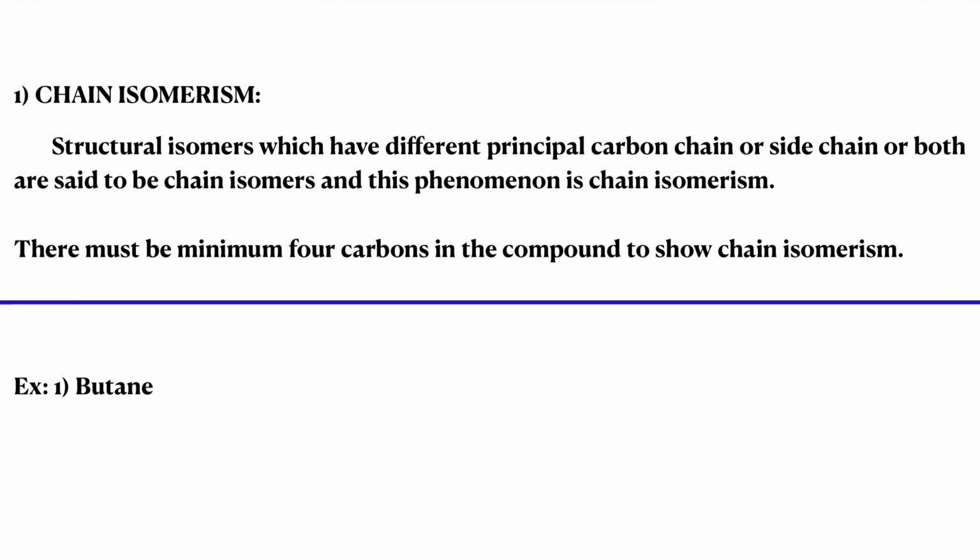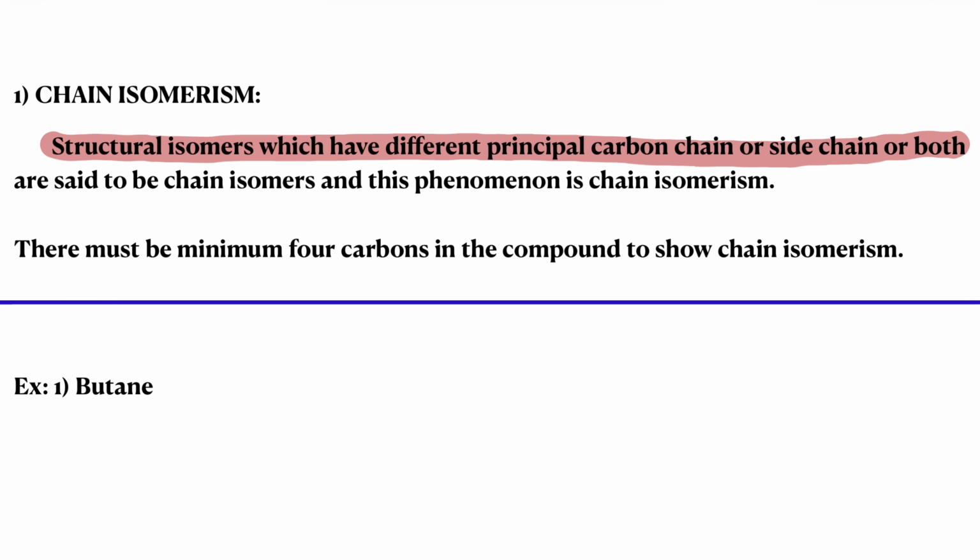If you see the definition of chain isomerism, the structural isomers which have different principal carbon chain or side chain or both. That means two compounds are given, they have same molecular formula, but their structures are different. Particularly, they have difference in length of carbon chain, otherwise length of a side chain, sometimes both length of carbon chain and a side chain.